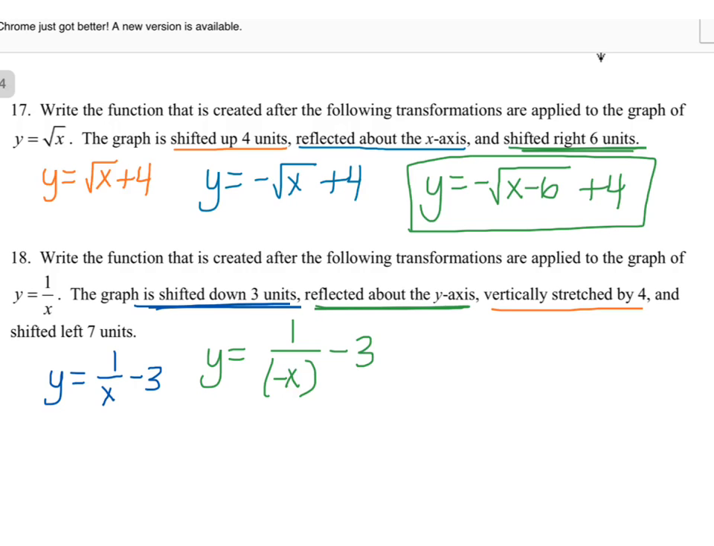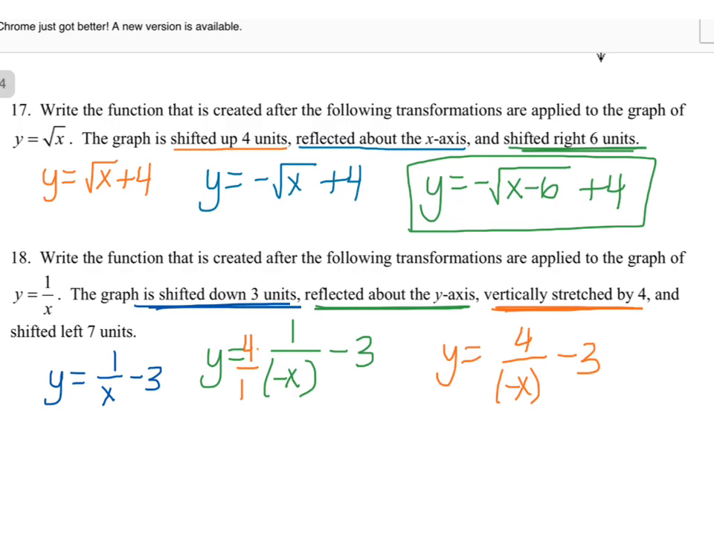If you're going to stretch it vertically by 4, that's going to put a 4 on the outside. It's going to multiply it in. So there's a couple of different ways that could look. If I take this function and multiply it by 4, I could just leave the 4 out front, which is perfectly fine. Or if you want to clean it up a little bit, really it's 4 over 1, and when you multiply it in, that 4 is going to go in the numerator, and we still have negative x in the denominator, and minus 3.